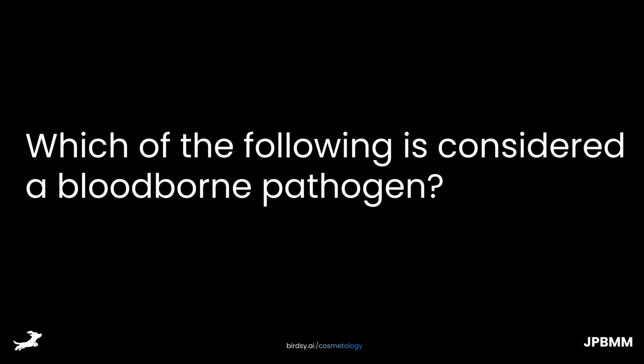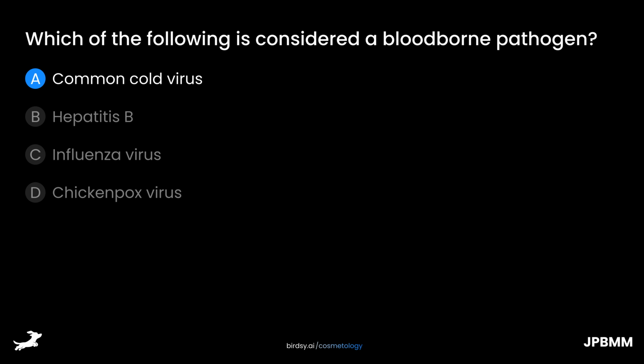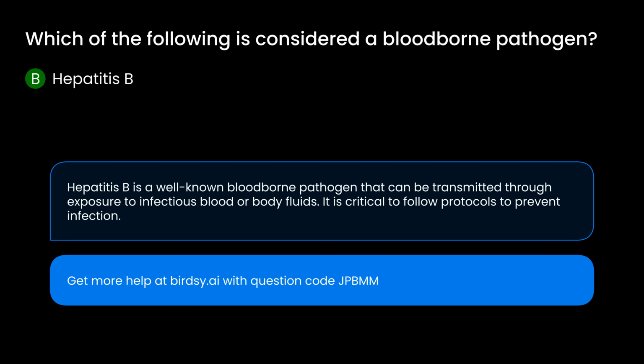Which of the following is considered a bloodborne pathogen? Is it A, common cold virus, B, hepatitis B, or D, chickenpox virus? The answer is B. Hepatitis B is a well-known bloodborne pathogen that can be transmitted through exposure to infectious blood or body fluids. It is critical to follow protocols to prevent infection.